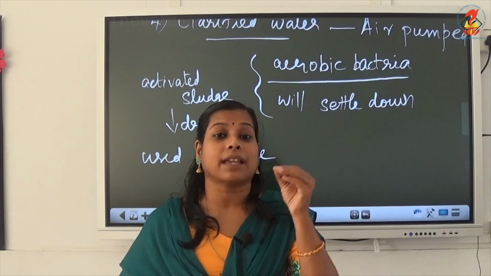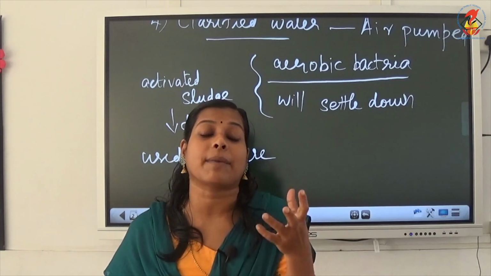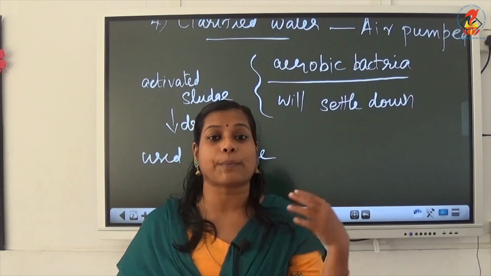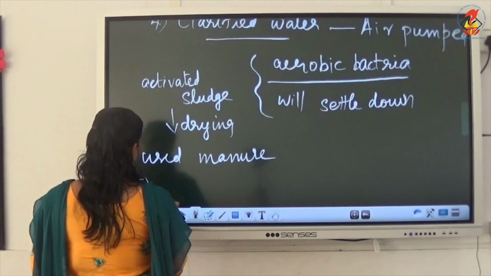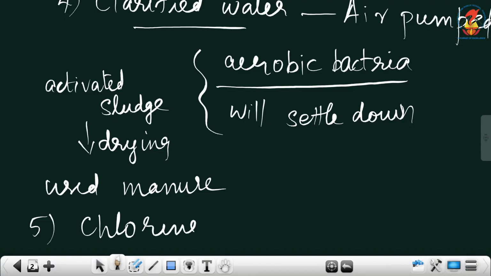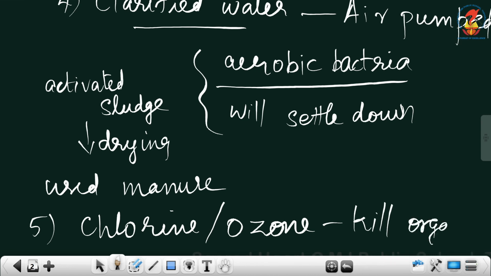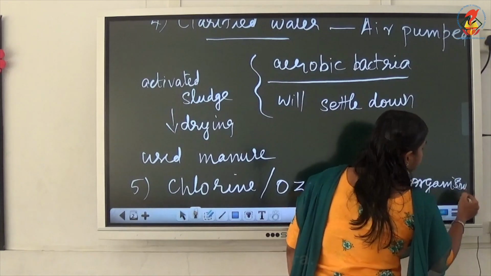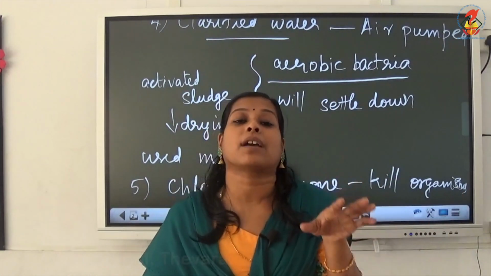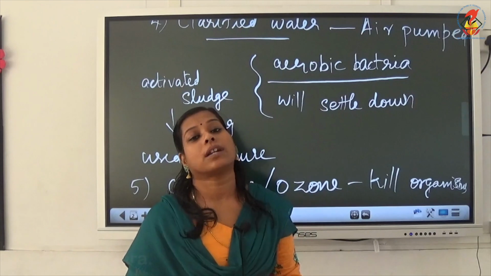Or sometimes if we are checking that presence of other microbes which cause diseases are also present there in that water, then in the next stage we will use chlorine or ozone to kill those microorganisms which cause the diseases, and after killing that microbes we can send that water to water bodies.